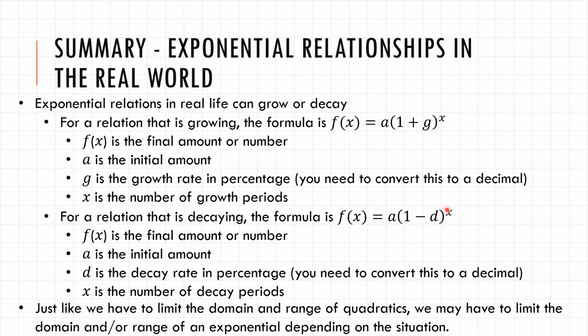In the real world, exponential relationships are used for increasing or decreasing by a percentage amount repeatedly. And so we're going to modify our exponential function very slightly. We're going to change the b value to either 1 plus a number or 1 minus a number. And this is super, super useful, especially for calculating things like compounding interest. And we would need to limit the domain and range of our exponential function in the same way that we might need to consider the domain and range of a quadratic depending on the situation.